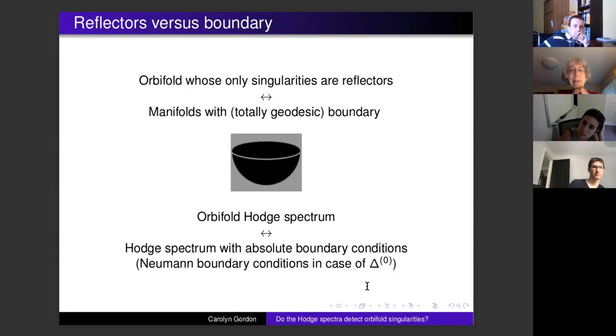Just a comment, we mentioned that if you have a codimension 1 singular stratum, it looks like boundary, but it's not. It's part of the orbifold singular set. However, if those are the only singularities, then the underlying structure does look like a manifold with boundary. And the orbifold Hodge spectrum does correspond to the Hodge spectrum of the Riemannian manifold with boundary if you impose absolute boundary conditions. In particular, in the case of the Laplace-Beltrami operator, if you impose Neumann boundary conditions.